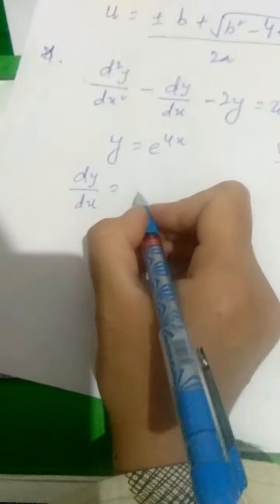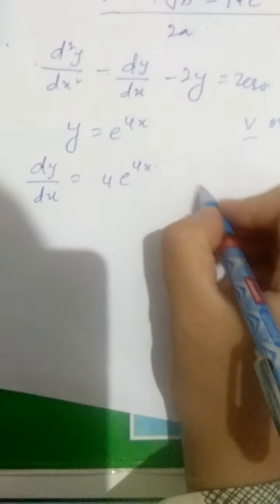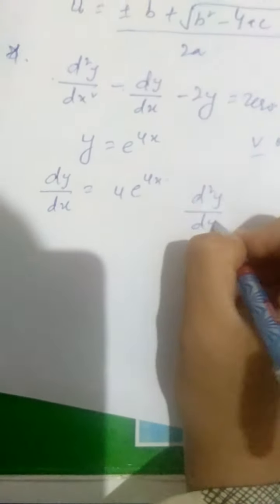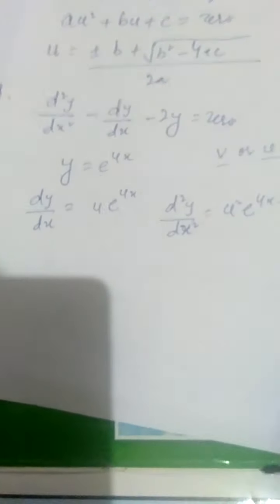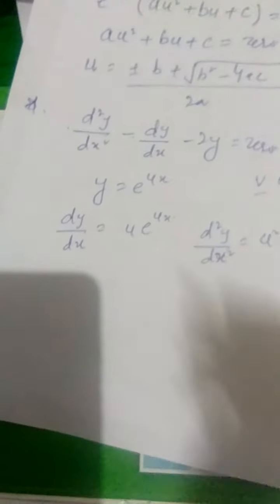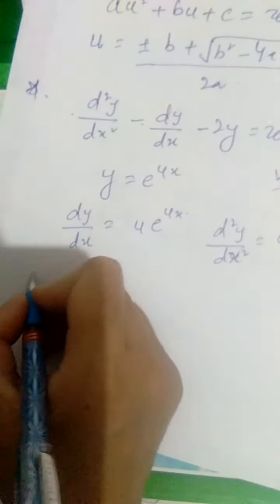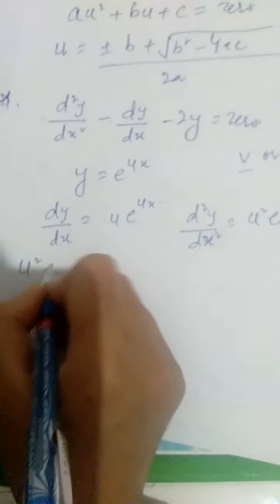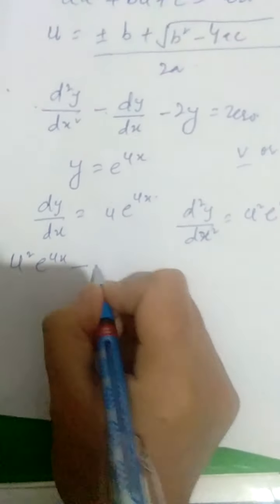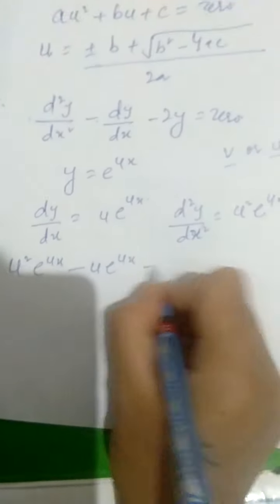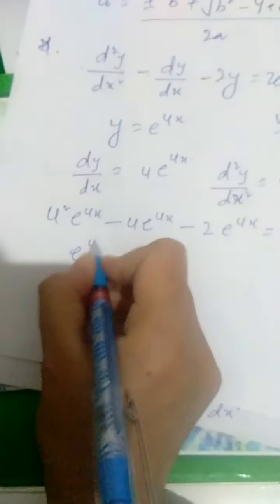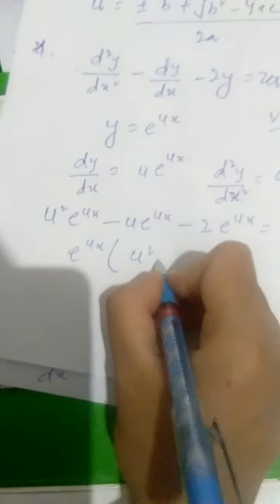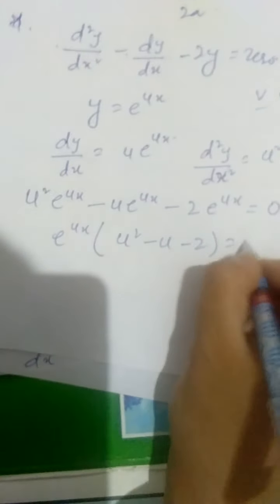Now what is dy by dx? It is u times e to the power ux. Now what is d squared y by dx squared? It is again u squared e to the power ux, and you are going to substitute it here. So it is quite simple. It is u squared e to the power ux minus u e to the power ux minus 2 e to the power ux is equal to 0. You can take e to the power ux as common. You are left with u squared minus u minus 2 is equal to 0.